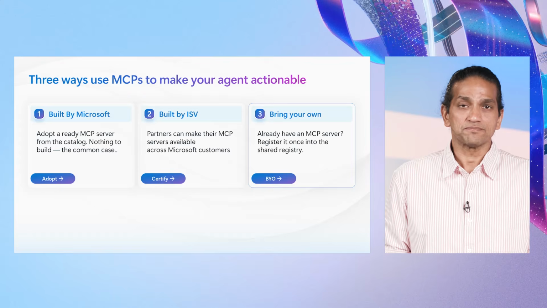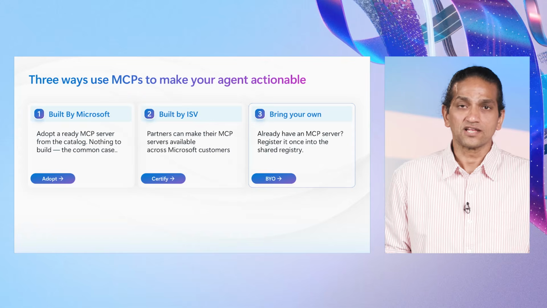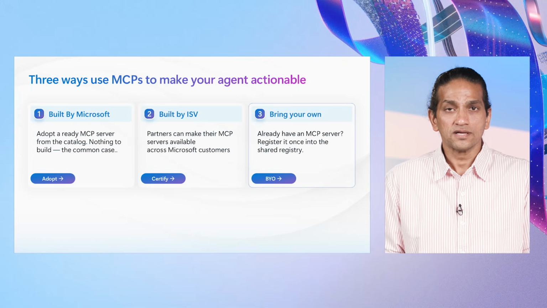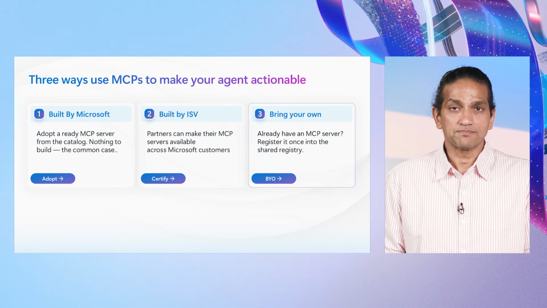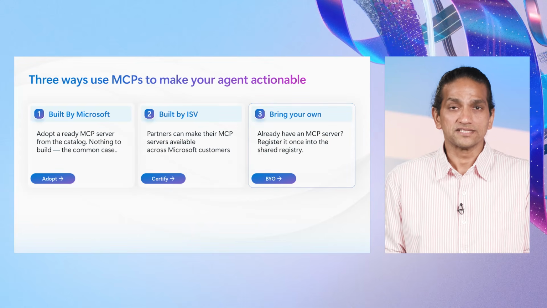Bring your own MCP server. Register it once into the shared registry and it sits alongside everything else in the catalog. Same governance, same admin controls, same observability. Now let us show you how that works in the demo.